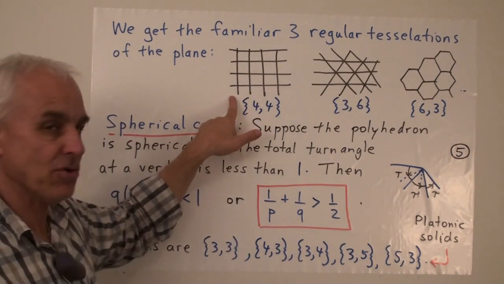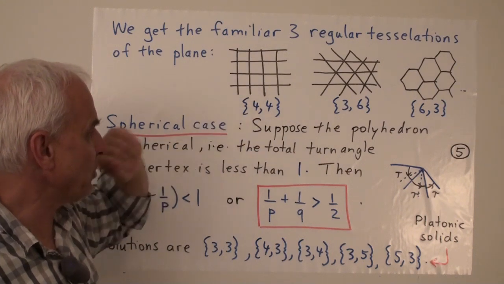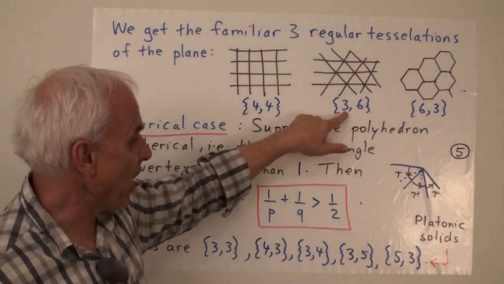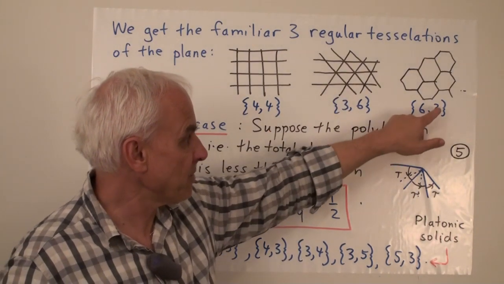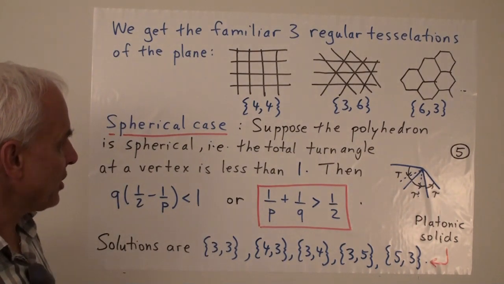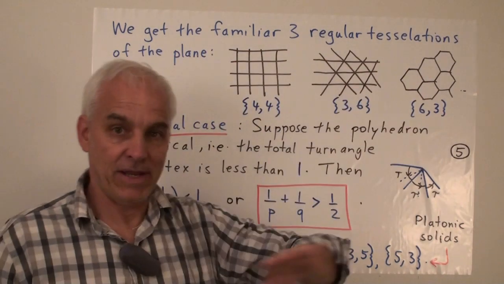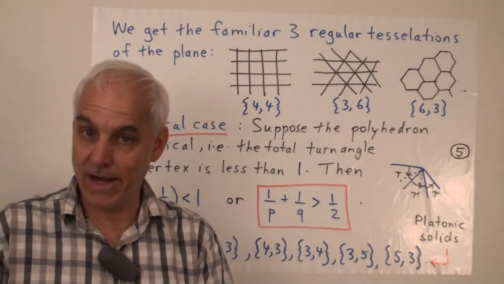The tessellation into squares, 4 squares meeting at each vertex, or into triangles, 6 of them meeting at every vertex, or into hexagons, 3 of them meeting at every vertex. So we've very pleasantly dealt with the planar situation. We've classified regular tessellations of the plane.